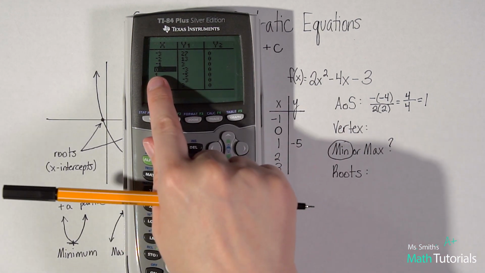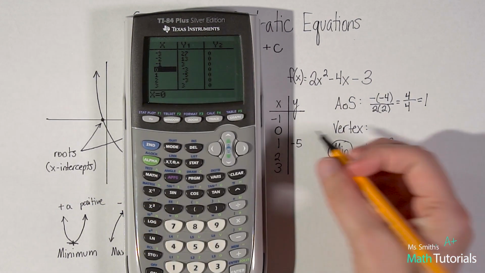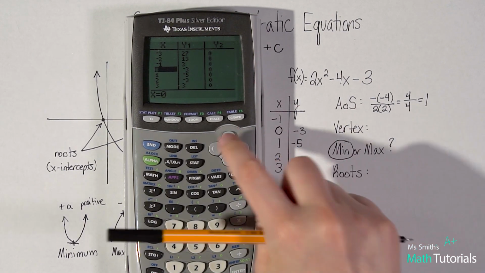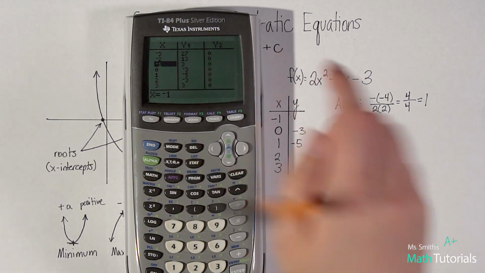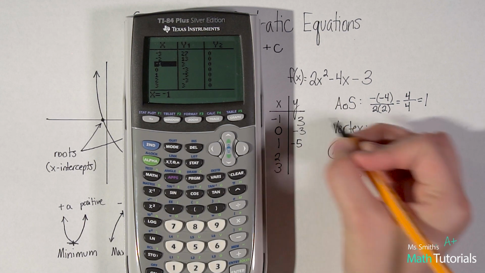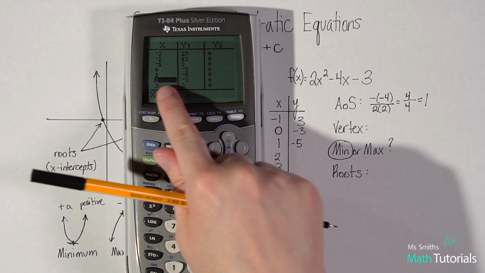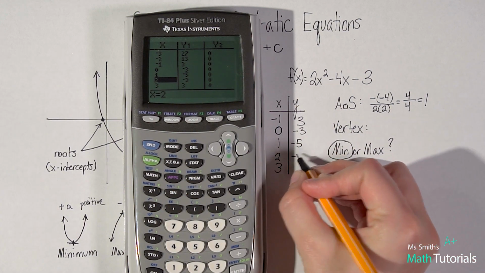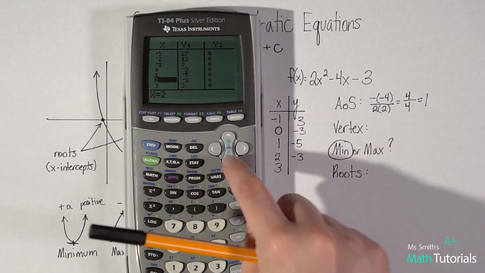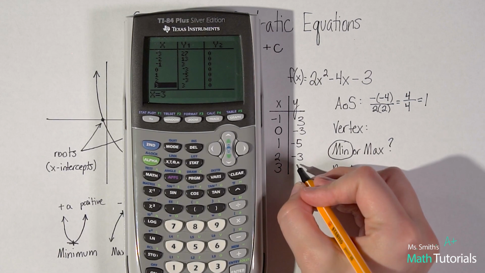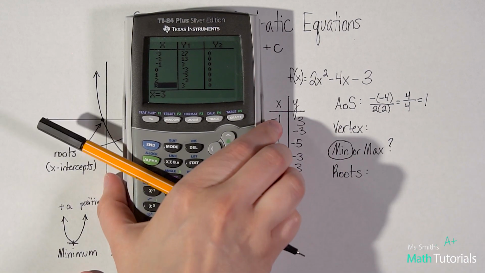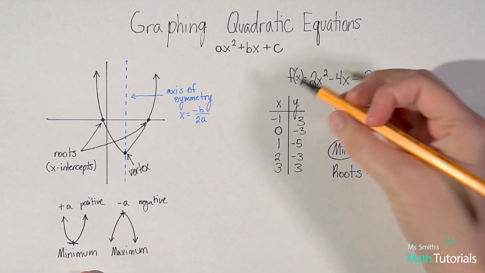And when the x is 0, the y is -3. And when the x is -1, the y is +3. Moving down, so when the x is 2, y is -3. And when the x is 3, y is +3. Okay, now I'm just going to move this over for a second.